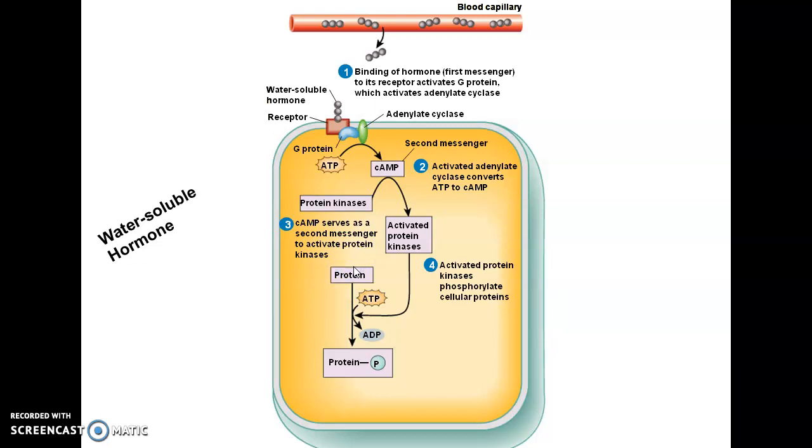Once this protein kinase is activated, it uses the ATP and converts the ATP into ADP, and one phosphate is added to this protein, and this cellular protein gets phosphorylated. We can see that this mechanism brings about the phosphorylation of lots and lots of cellular proteins, and this causes a physiological response. So this is the functional role of lipid soluble and water soluble hormones.